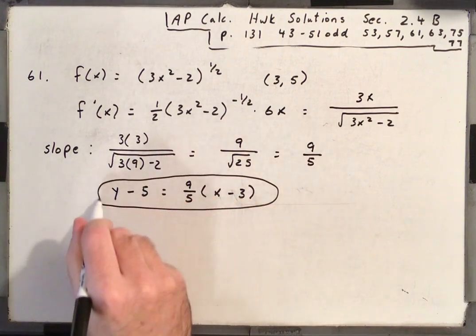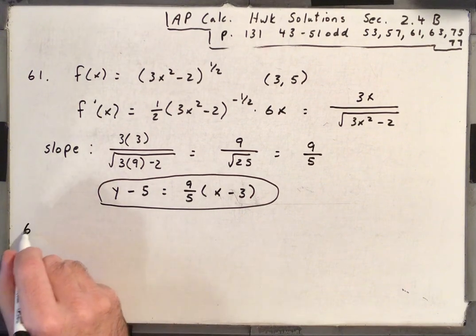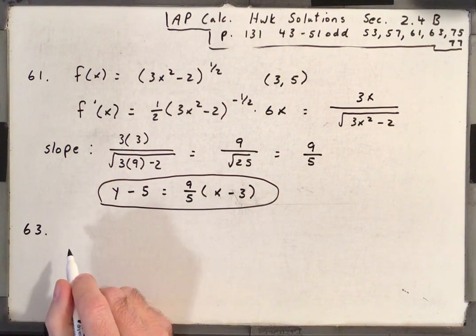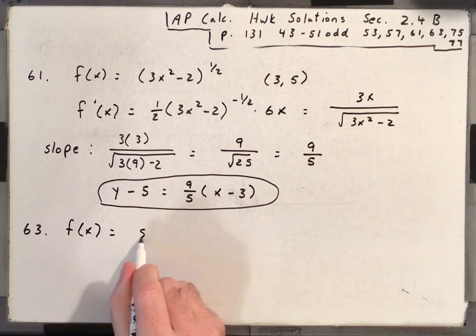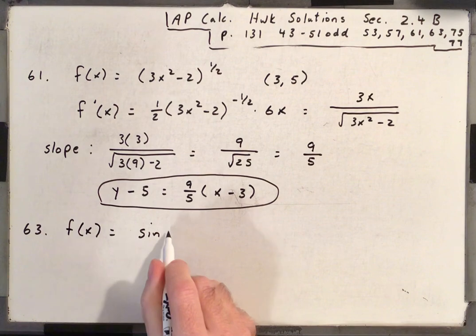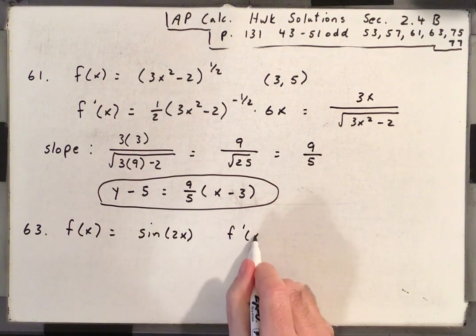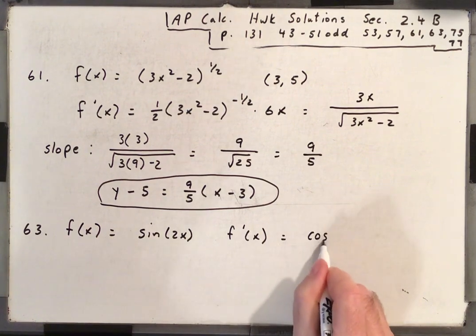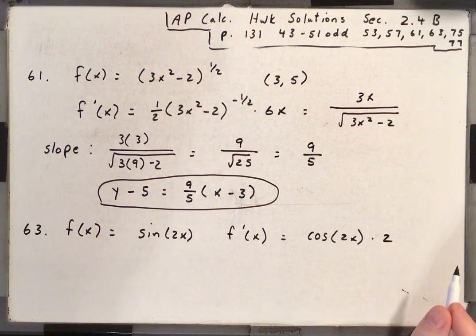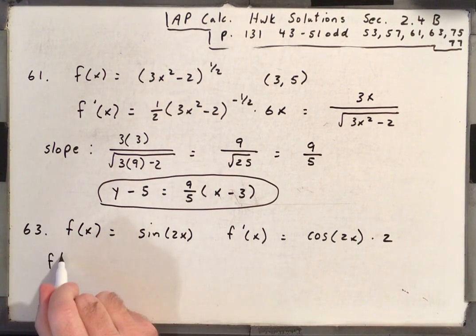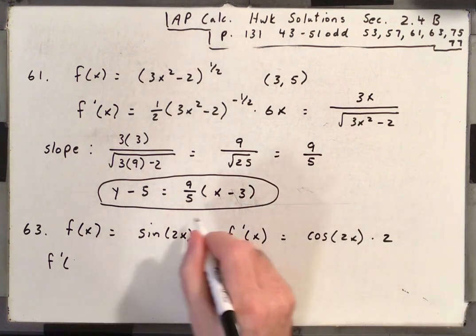You don't need to clean that up anymore. That's perfect. Okay, 63. We've got f of x equals sine 2x. Okay, so we've got a little chain rule here. f prime of x is equal to cosine 2x times 2. So f prime of our point of interest is pi, 0.